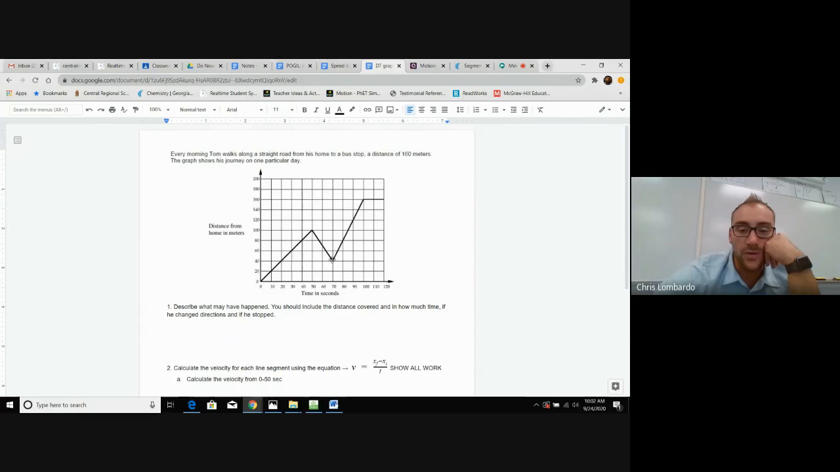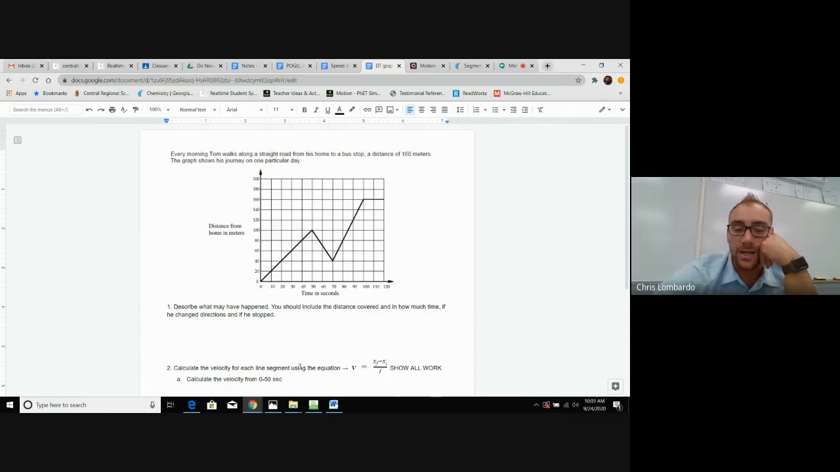He changed direction again and is moving in the positive direction. He went from 40 to 160, so he walked 120 meters from 70 to 100 seconds, 30 seconds. And then he stopped. He came to rest for the last 20 seconds. So you're going to write that out, and hopefully you're able to understand that and answer it yourself.